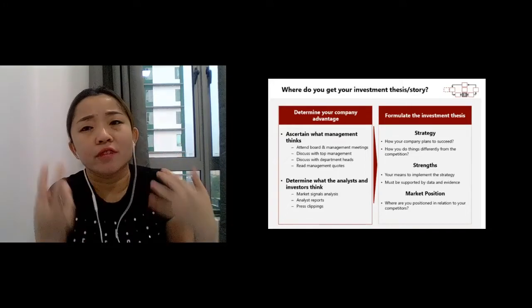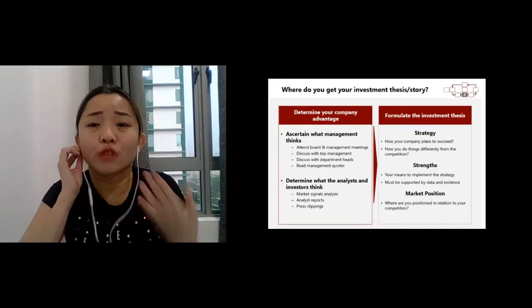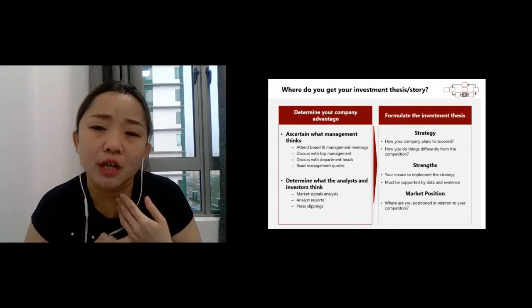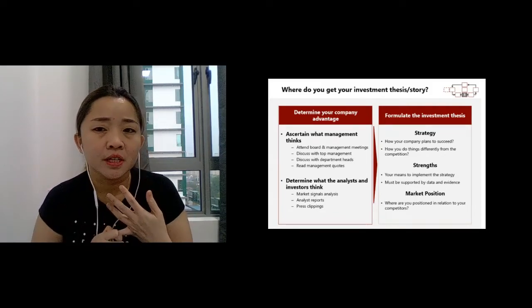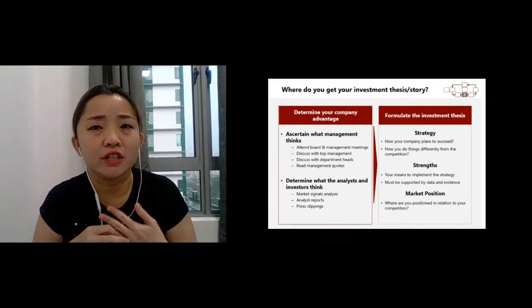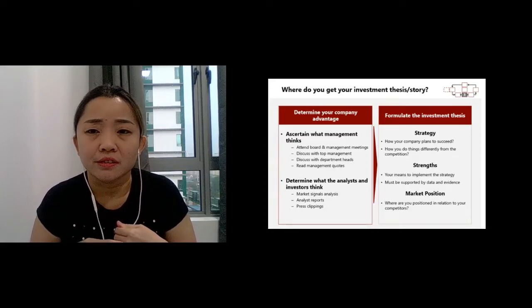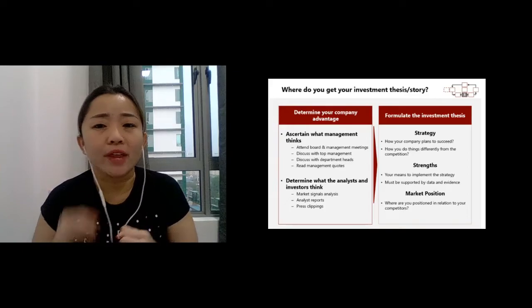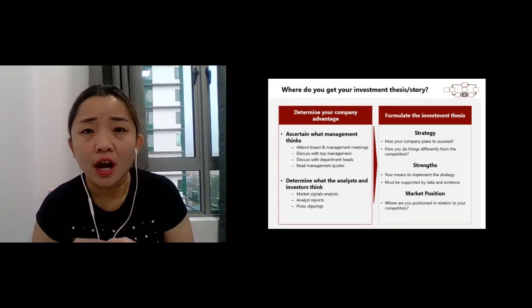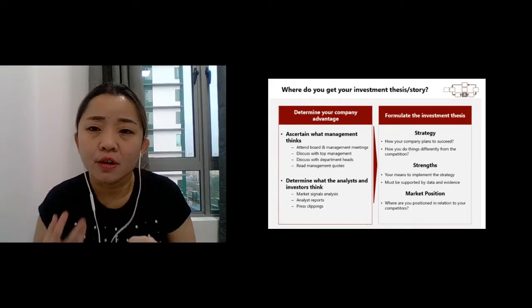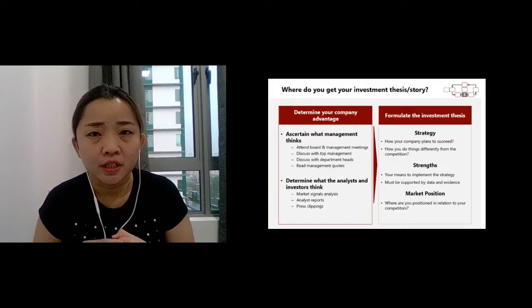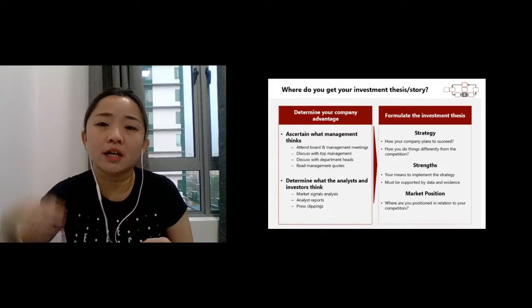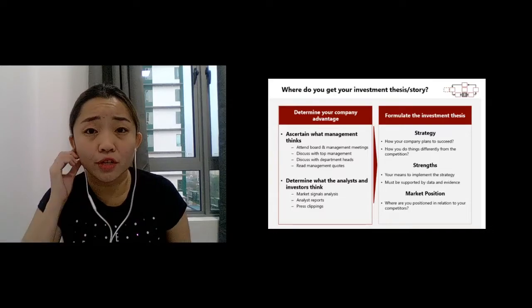Basically, in your investment story, you tell about your strategy. How is it that your company plans to succeed? And how do you do things differently from the competitors? That sets you apart from your competitors. What are your strengths, right? How are you planning to implement whatever strategy that you have? And make sure that you have data and evidence to support your investment story.